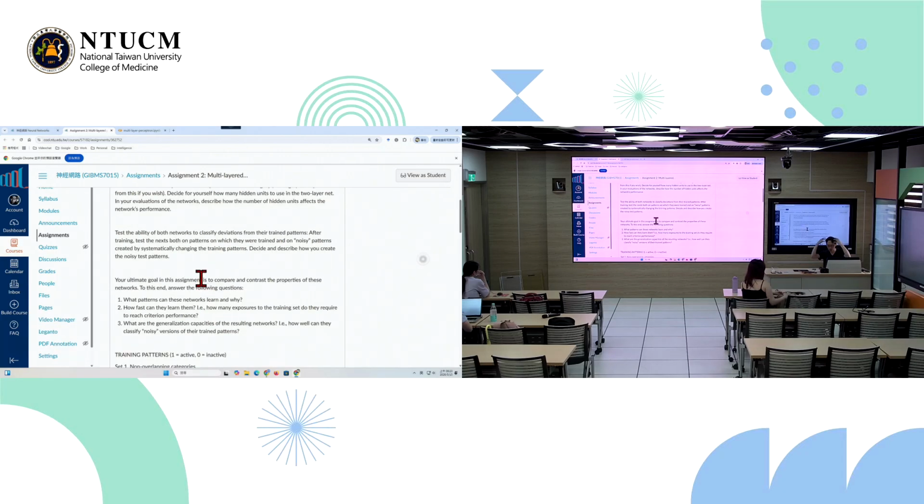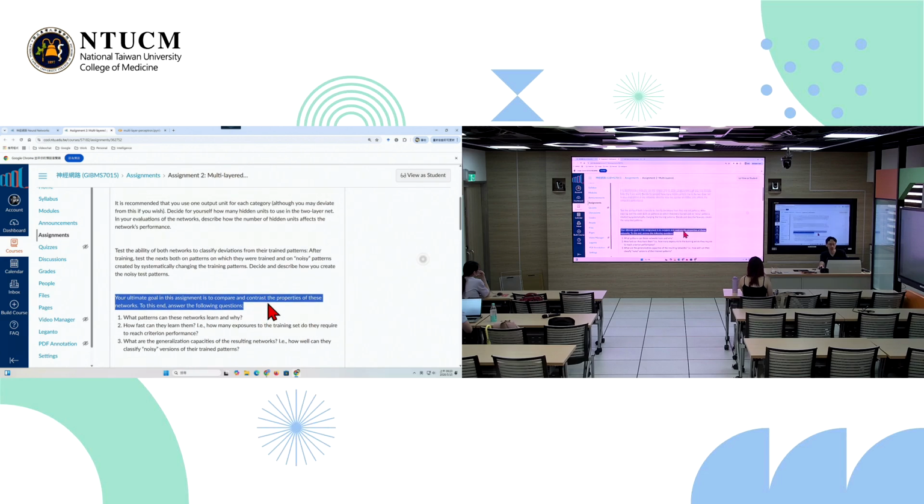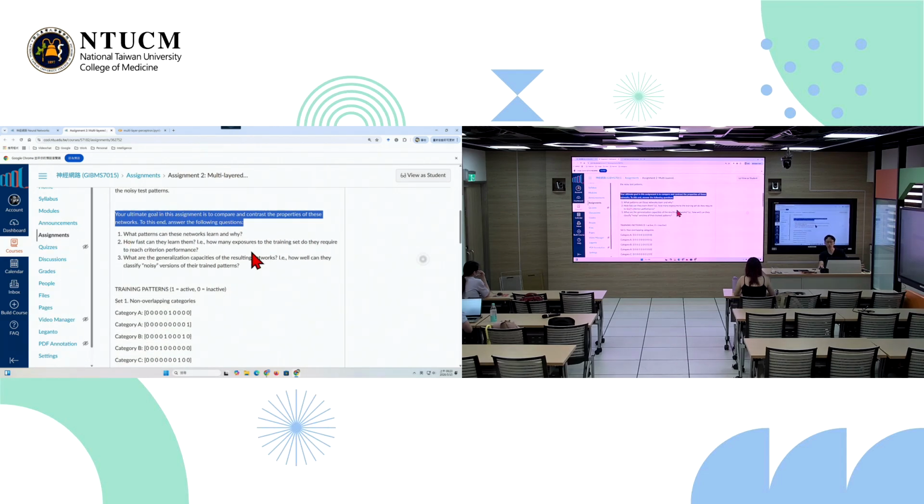Okay, so all this is to get you to frame your thoughts and your simulations in a very organized way. So your ultimate goal is to compare and contrast the properties of these networks and answer what patterns these networks can learn, why, and how fast they can learn. So you need to have indices of their learning progress as well. For example, how many exposures do they need to reach some level of criteria? Meaning how many times do you need to tell them this is a dog, this is a dog, this is a dog, before it actually learns that this is a dog and that is a cat, something like that.